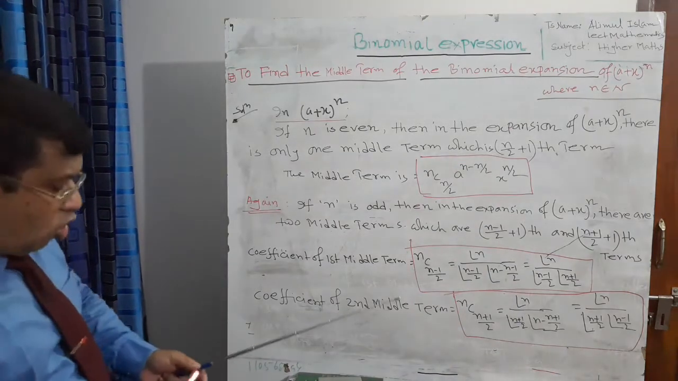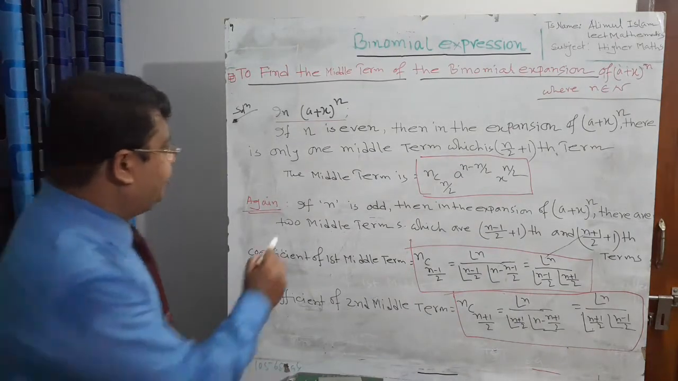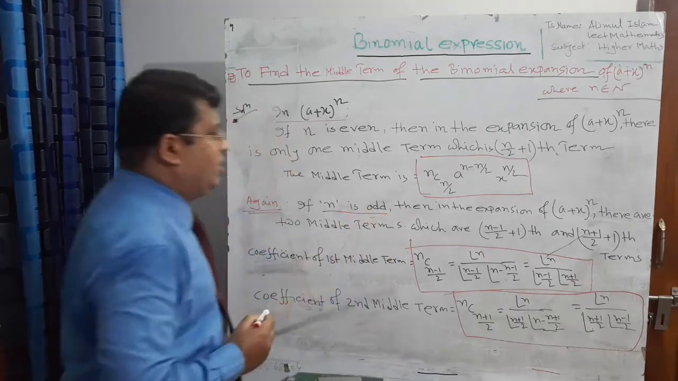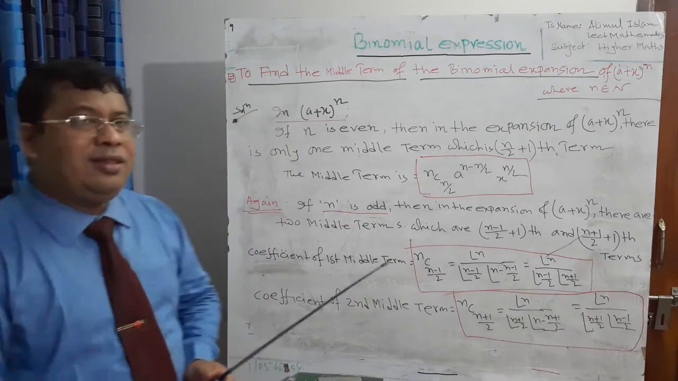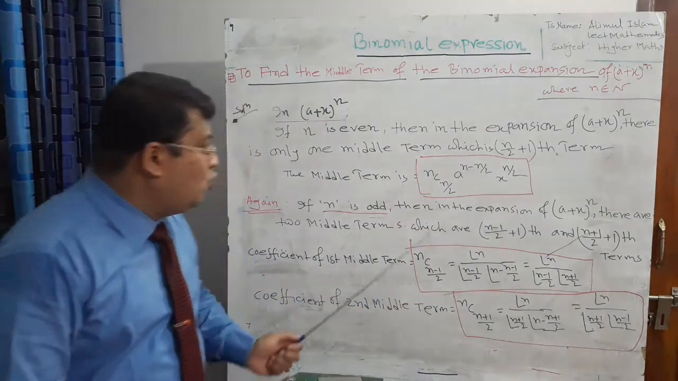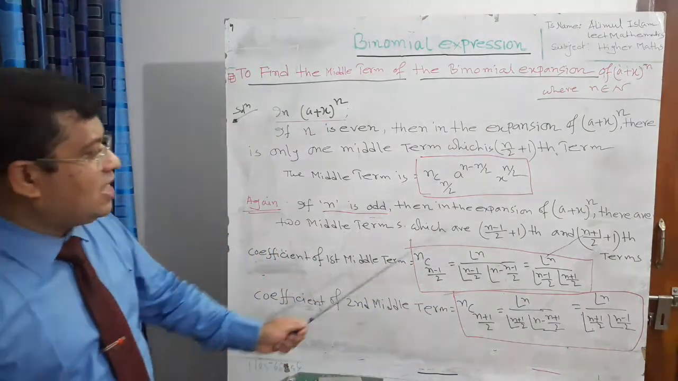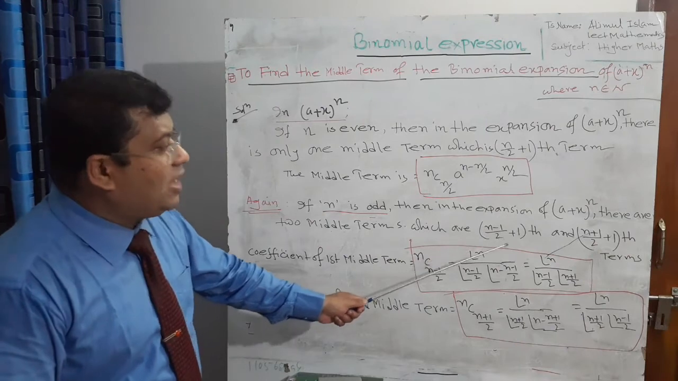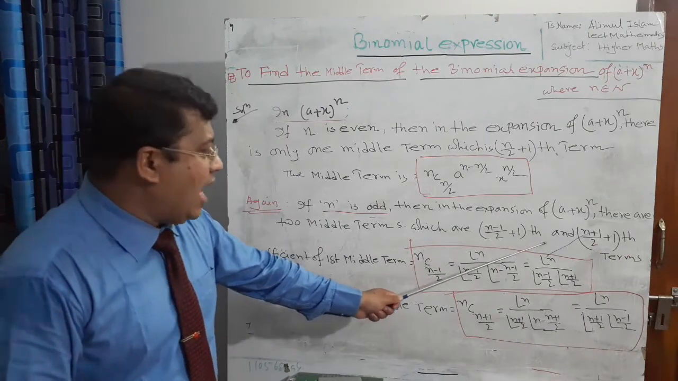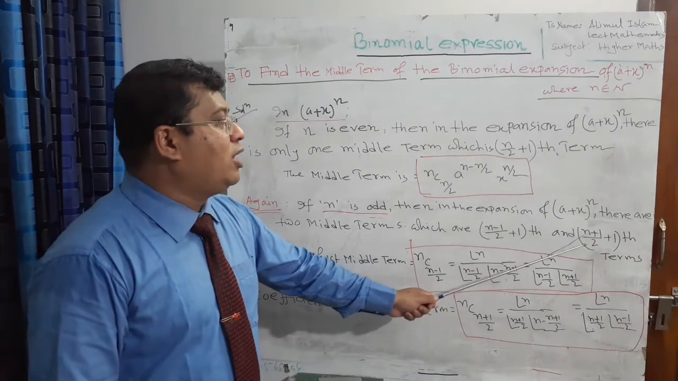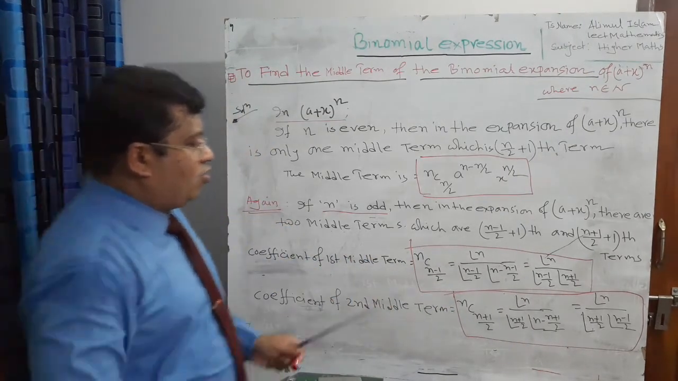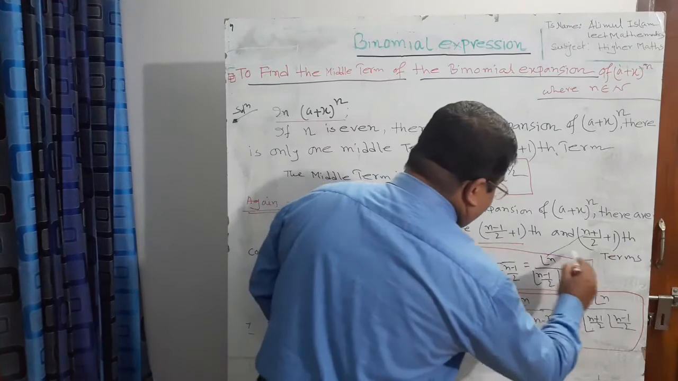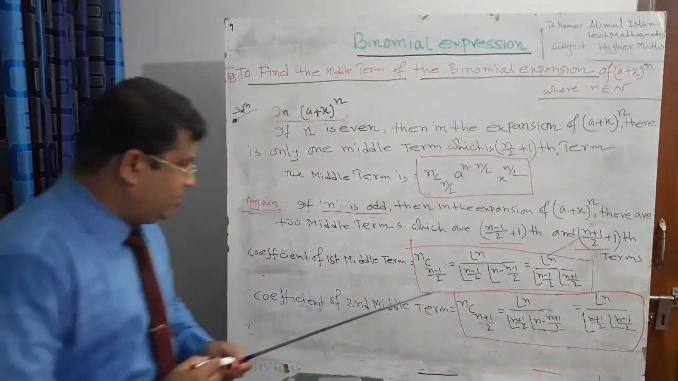If n is odd, then in the expansion of (a + x)^n, there are two middle terms, which you must remember: the ((n−1)/2 + 1)th term and the ((n+1)/2 + 1)th term. There are two middle terms here. You can follow it. You must write it. You keep it in your mind.